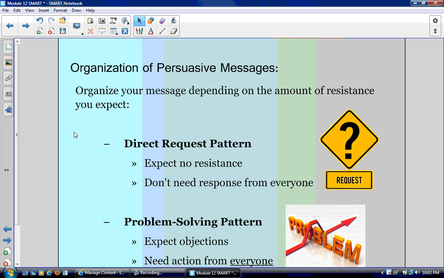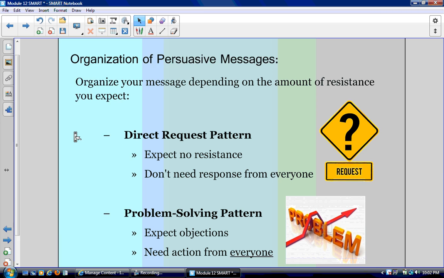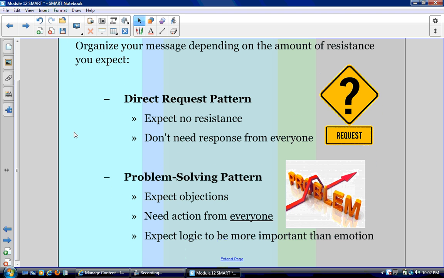So one way to assist this is to organize your persuasive message effectively, and you want to base that decision on the amount of resistance that you expect. If you're not asking anyone anything too inconvenient and you don't need a response from everyone, for instance, you're searching for volunteers for the company picnic on Saturday, this isn't a request that's going to raise a lot of resistance. People will self-select. People who are available and can do it will, so you don't need everyone to buy in. And you can use a direct request pattern in that case, which we'll discuss.